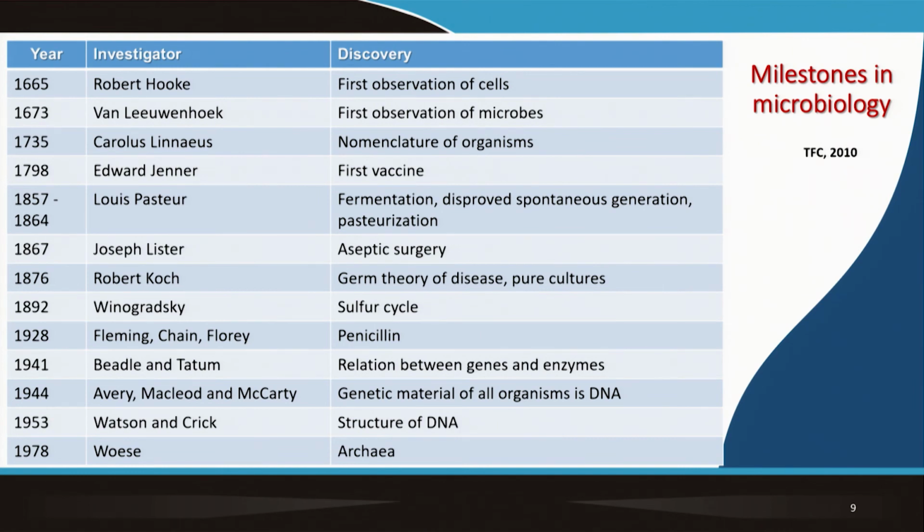They were able to describe the relationship between genes and enzymes. We're going to see this in subsequent chapters, that each gene is defined in terms of the product it generates. So this relationship was described by Beadle and Tatum. And then we come to 1944.